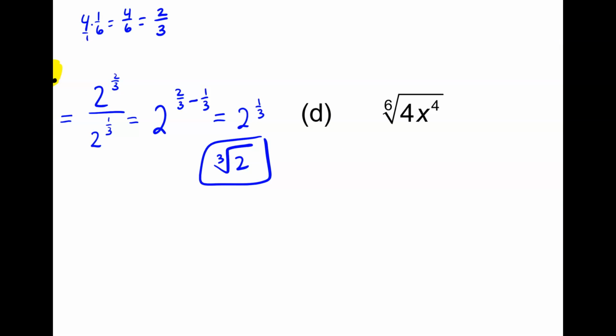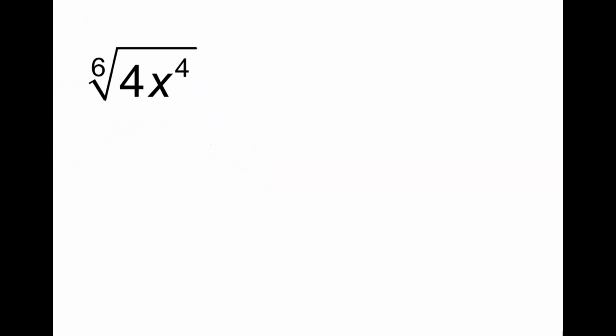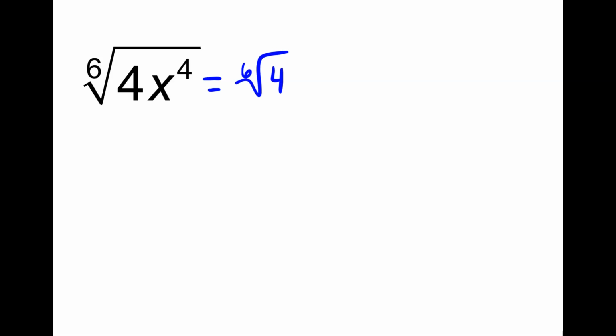All right. Shall we? Let me think. Do I want to try this one? Yeah, let's do it. So I'll just write this as the 6th root of 4 times the 6th root of x to the 4th.